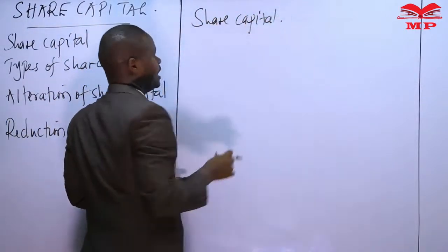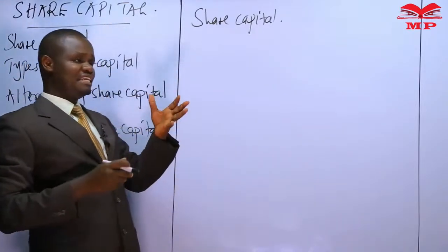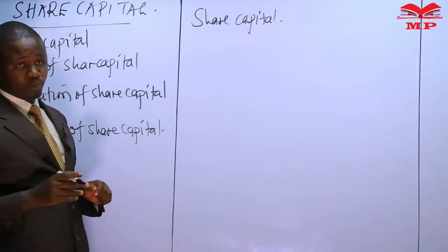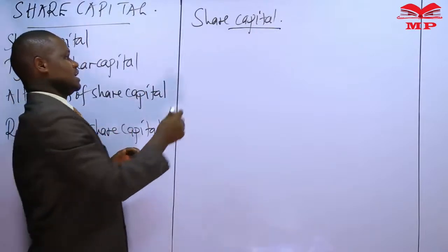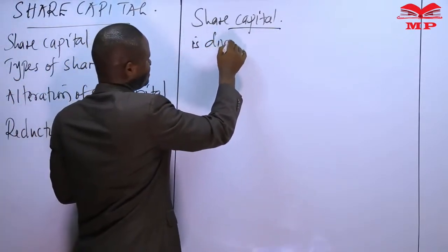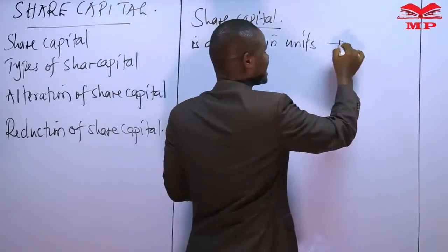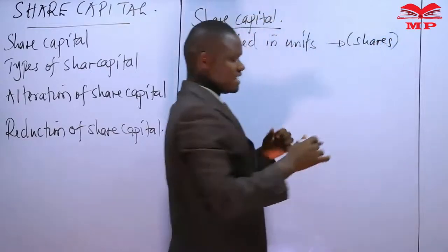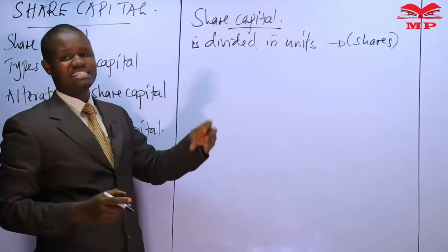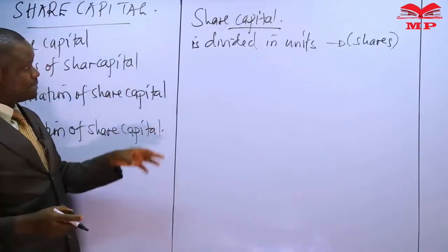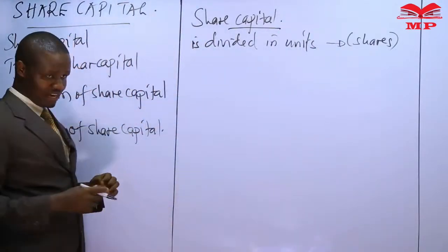a company. The share capital of a company will be prescribed in the company's constitution, where they describe what the share capital of this company will be. Now, capital becomes share capital if the capital is divided into units that we have previously described as shares. So if the company's capital is divided into these units that we are referring to as shares, then we say our company has a share capital. That is the share capital of the company.